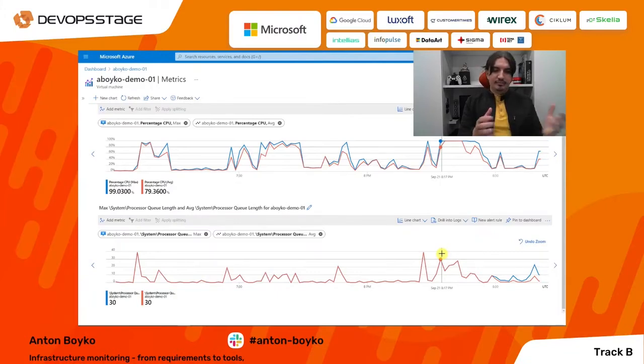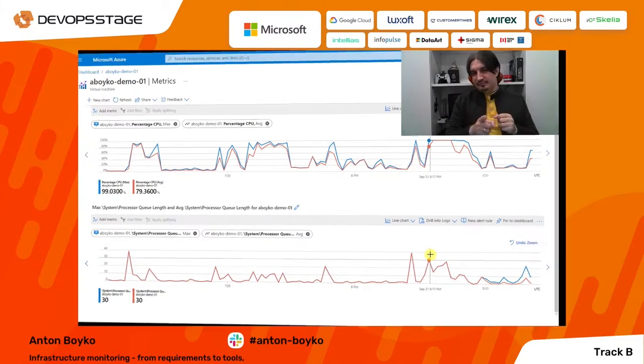I hope on this example you understand why measuring only the utilization is not good enough, and why you need to measure the saturation as well. And with that, let's go to the next demo.